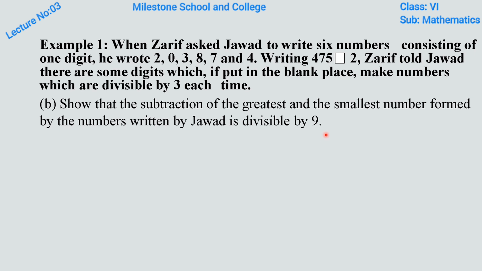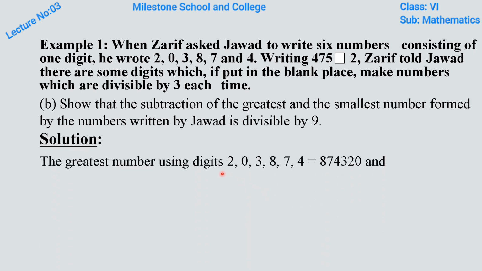So at first we have to form the greatest number by using these digits 2, 0, 3, 8, 7 and 4, and then we have to form the smallest number by using these digits. So let us see the solution, my dear. So this is the solution. The greatest number using digits 2, 0, 3, 8, 7, 4 equals 8, 7, 4, 3, 2, 0, because 8 is the highest digit in here.